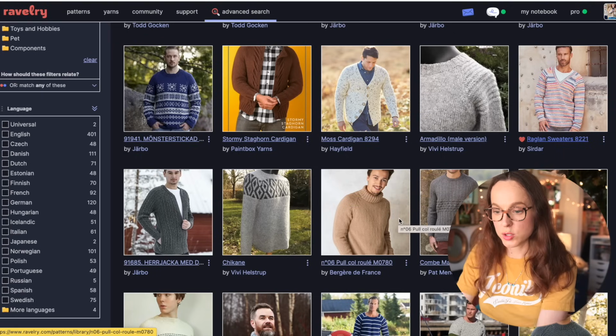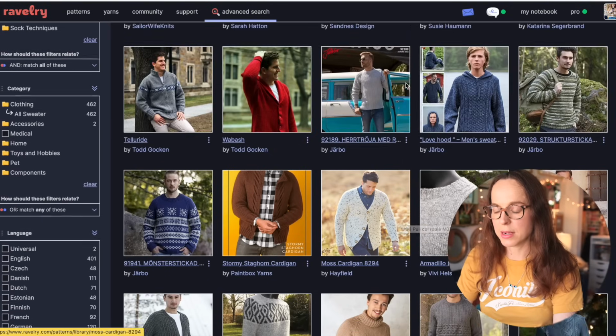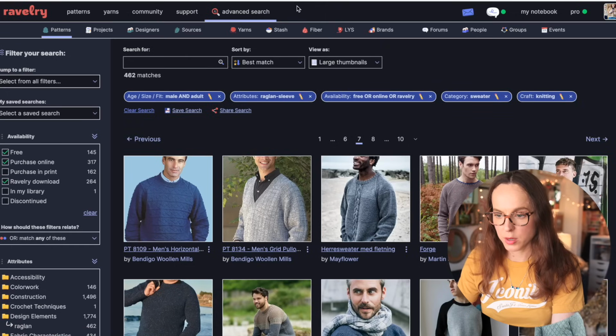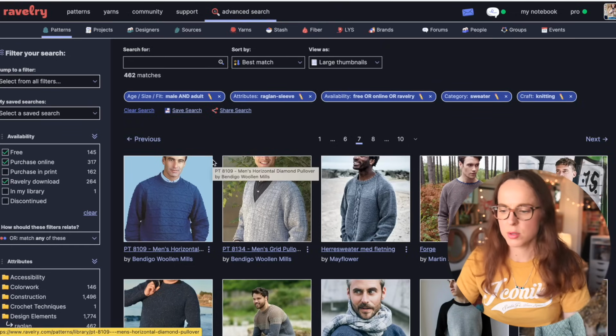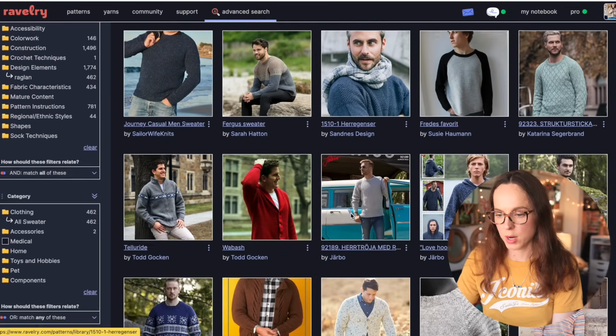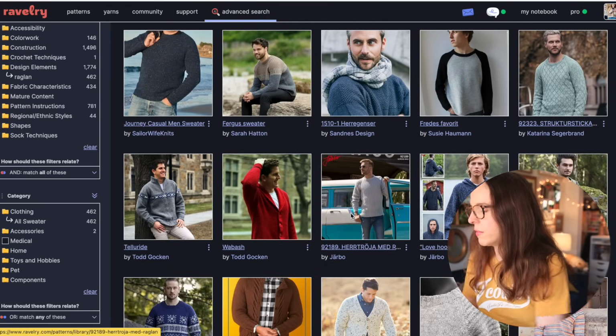Oh, this search right here for Raglan sweaters is a really good one. And I will save this search. I'll put this whole search link down below in the description box because there's some really great ones here. And we need to keep moving because we have a few more of these.